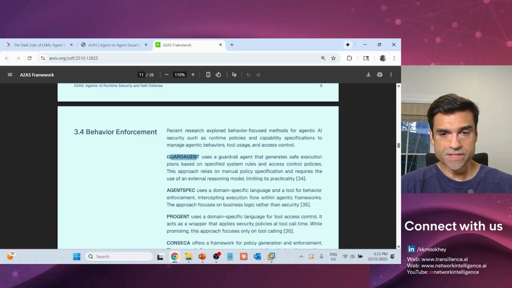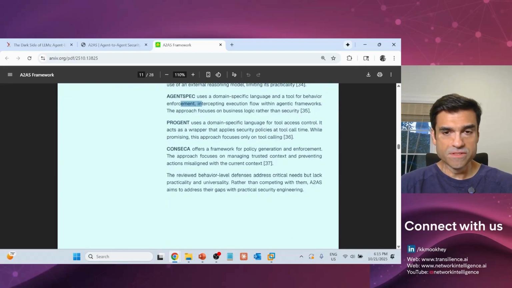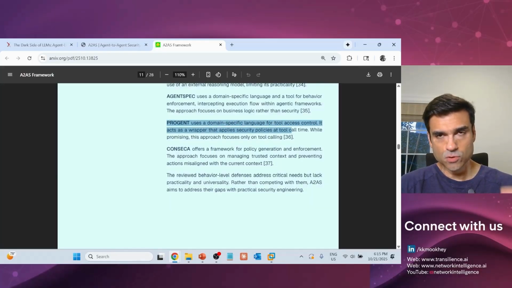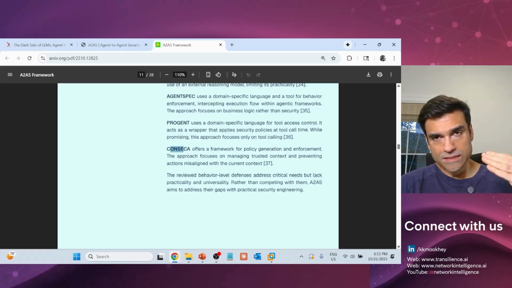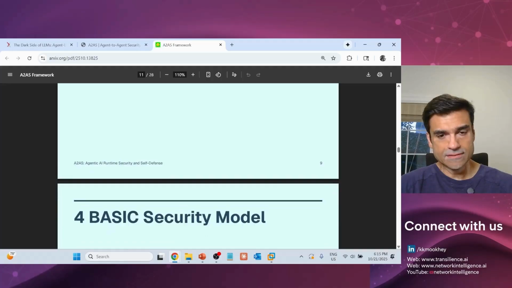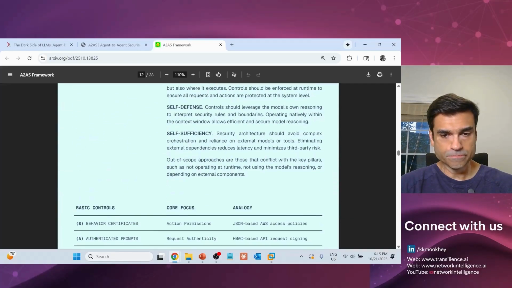There would be a guard agent, there would be an agent spec using a domain specific language and a tool for behavior enforcement. There would be something called a progent, which uses a domain specific language for tool access control, so what tools the agent can call. Conseca would be a component that offers a framework for policy generation and enforcement. So these are all conceptual ideas that are outlined over here.